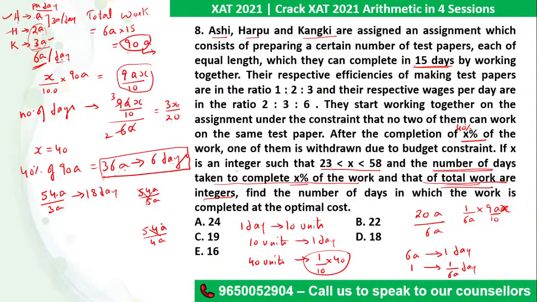तो can we say this is the person who was withdrawn. Okay, so the other two can do this much work in 18 more days. So total days कितने लगे? Number of days 18 to do this 60% of the work and 6 days to do this 40% of the work. So it is 24 days.